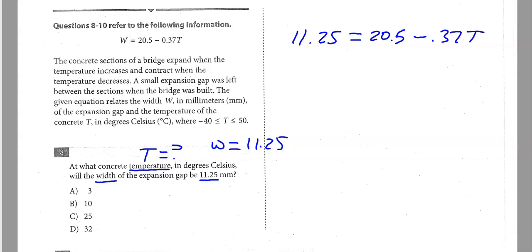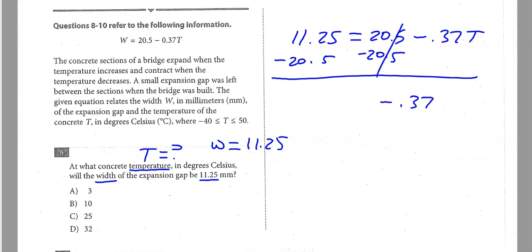So first thing I'm going to do is subtract the 20.5 from both sides. Subtract 20.5. And what's that going to be? Get my calculator because I'm going to have to divide by this negative 0.37. Anyway, so I'm getting negative 9.25.